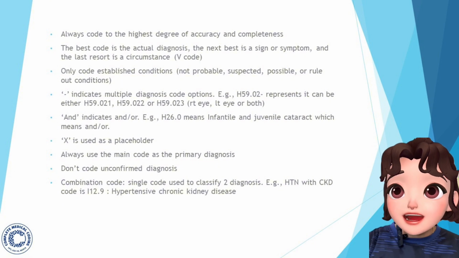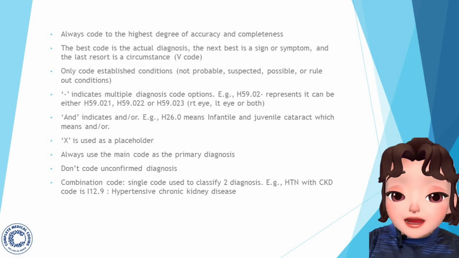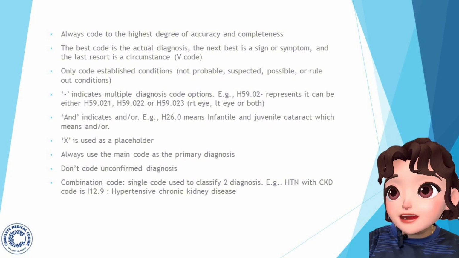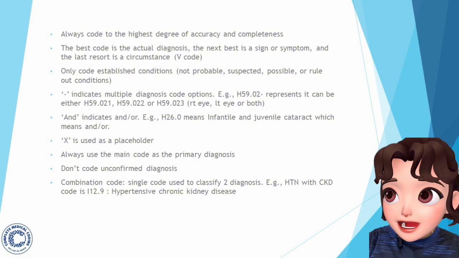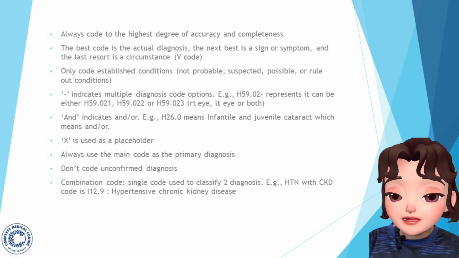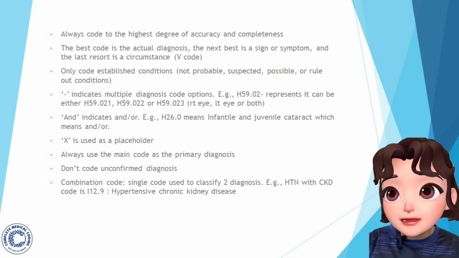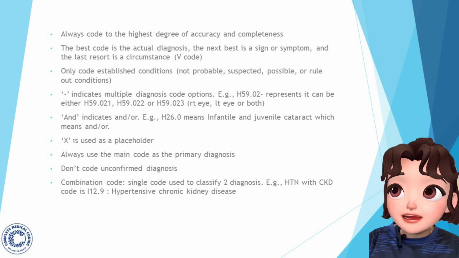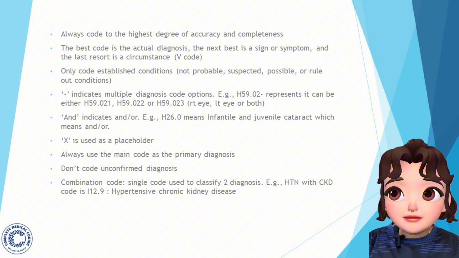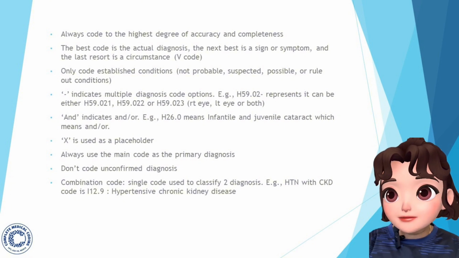Now, wherever you see 'and', it doesn't mean that it is 'and' itself. It can be either 'and' or 'or'. For example, H26.0 means infantile and juvenile cataract. This doesn't mean only both. It can be both infantile and juvenile cataract, or infantile or juvenile cataract. Either one. X is used as a placeholder, as I already mentioned before.